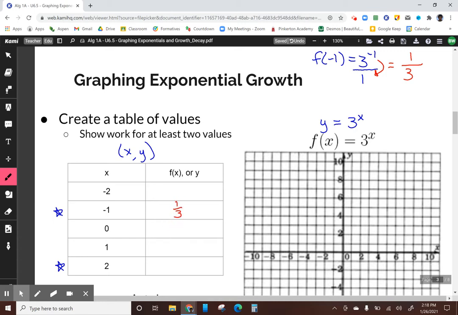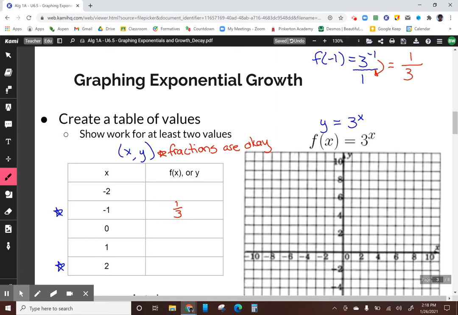And yes, you are going to use fractions. In fact, we really encourage you to use fractions. And we'll get to plotting that point, but I just wanted to show you how to calculate what the input of -1 would give you for y equals 3 to the x.